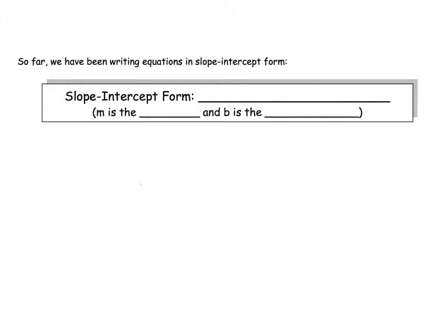All right, so far we've been writing equations in slope-intercept form. And if we think back to slope-intercept form, we know it's y is equal to mx plus b, where m is going to be our slope, and we know b is the y-intercept.